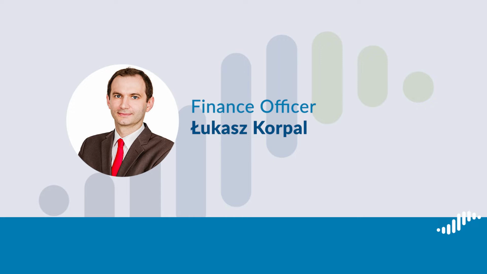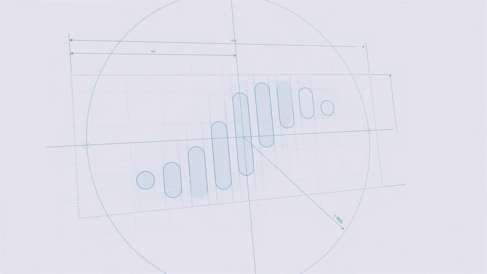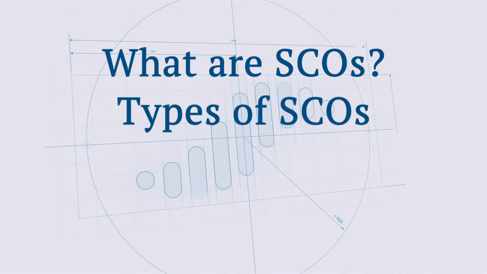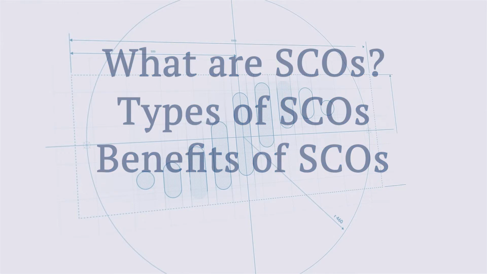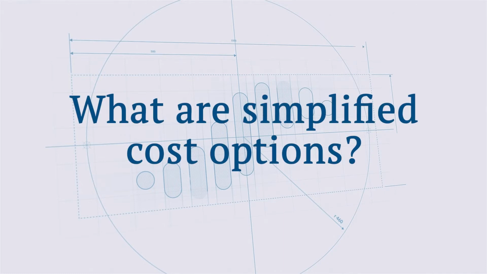In this video, I'm going to talk about simplified cost options in our program, shortly called SCOs. This tutorial is divided into the following parts. First, I will explain to you what are SCOs. Next, I will go through the types of SCOs in our program, and finally, I will tell you about the benefits of SCOs. Let's start with the first part of the tutorial.